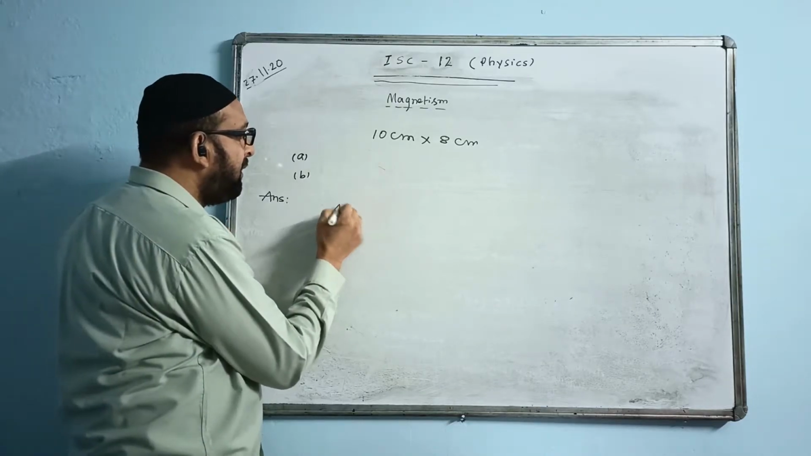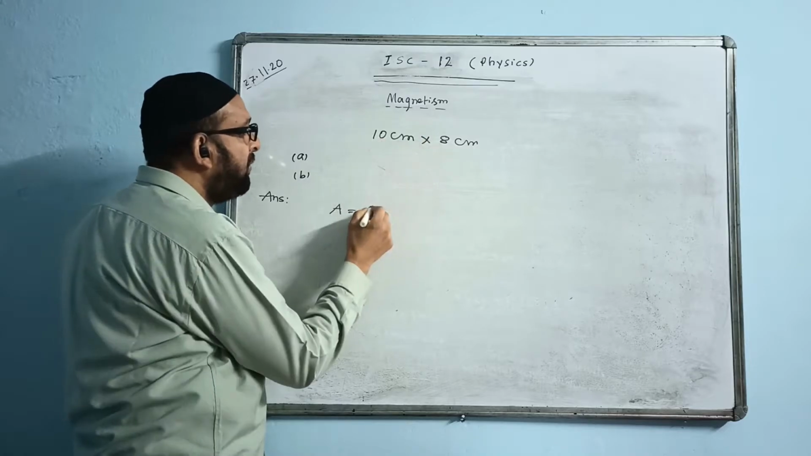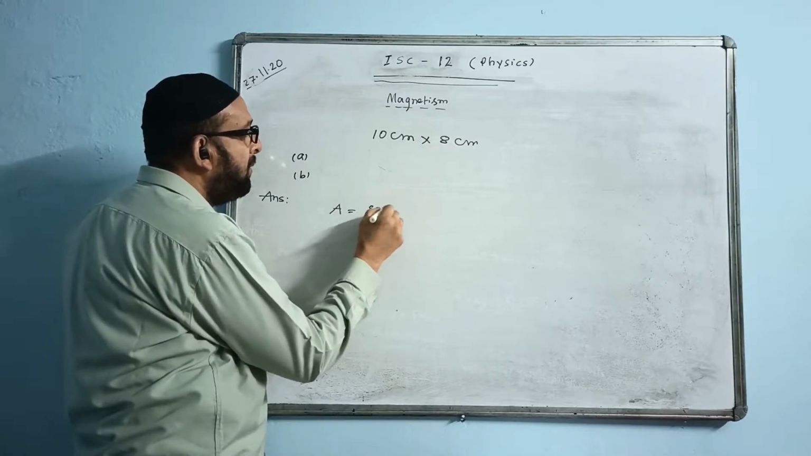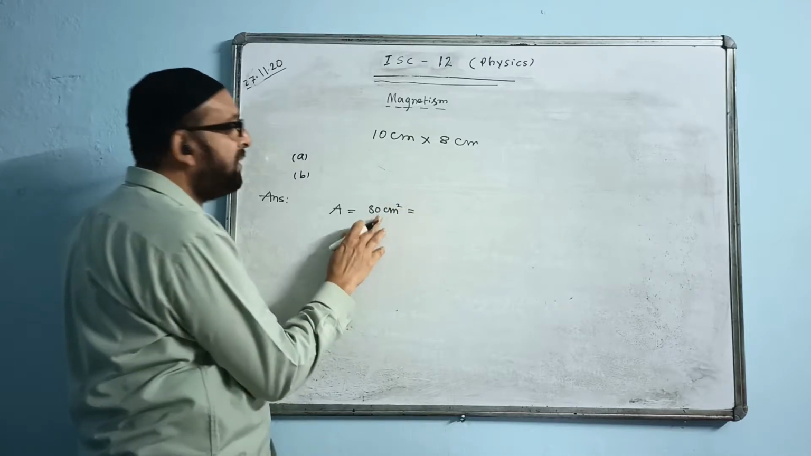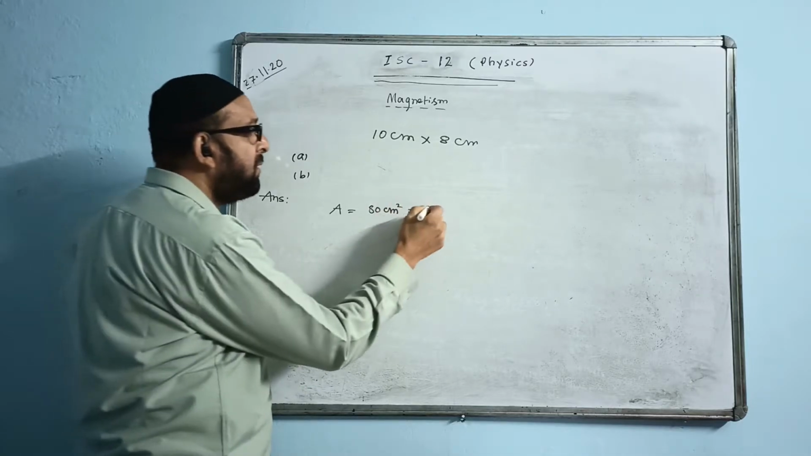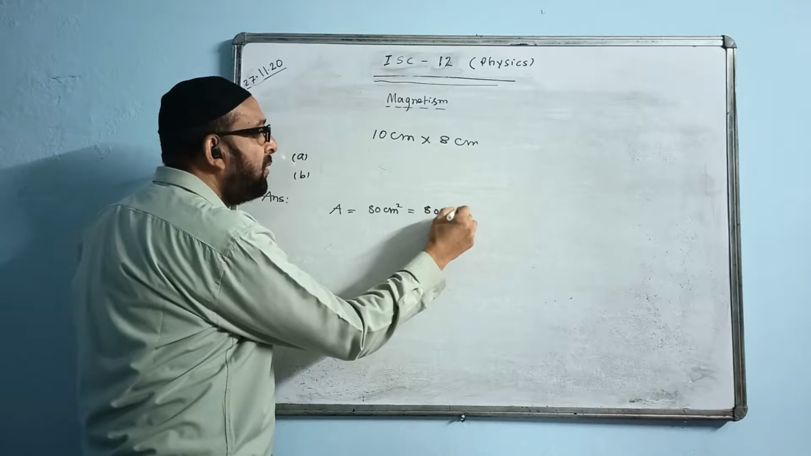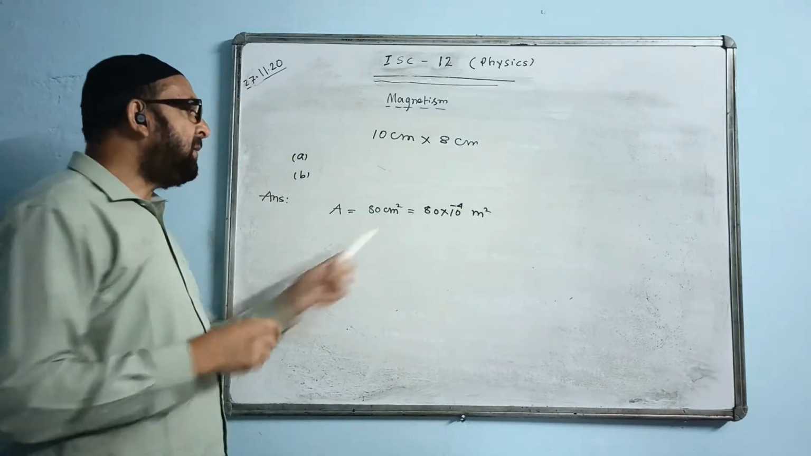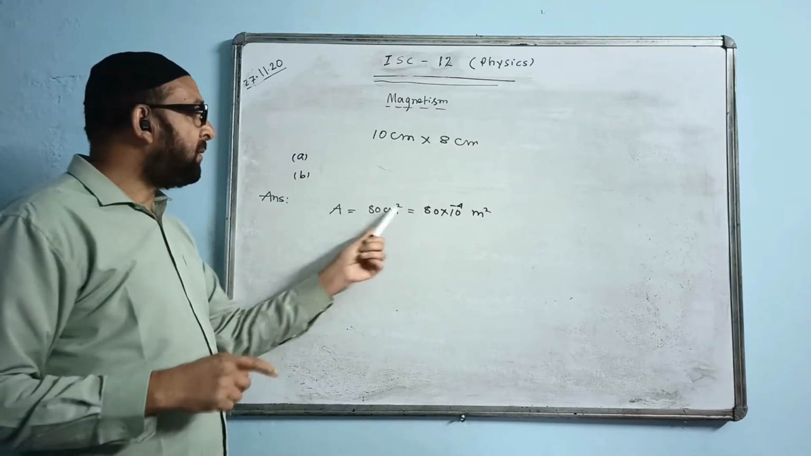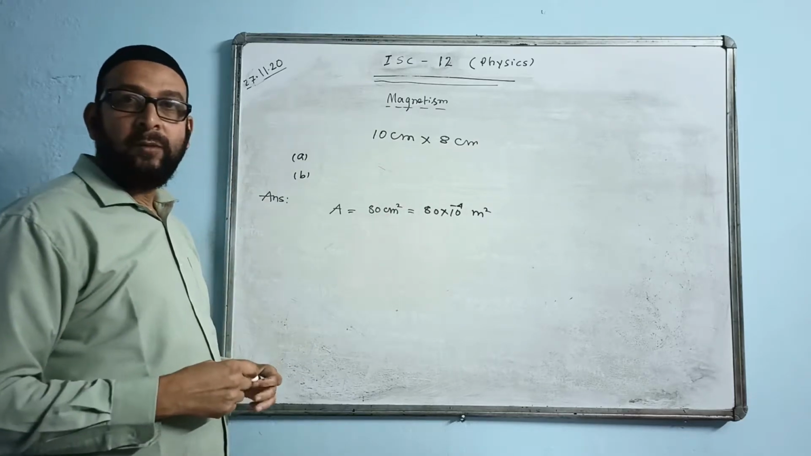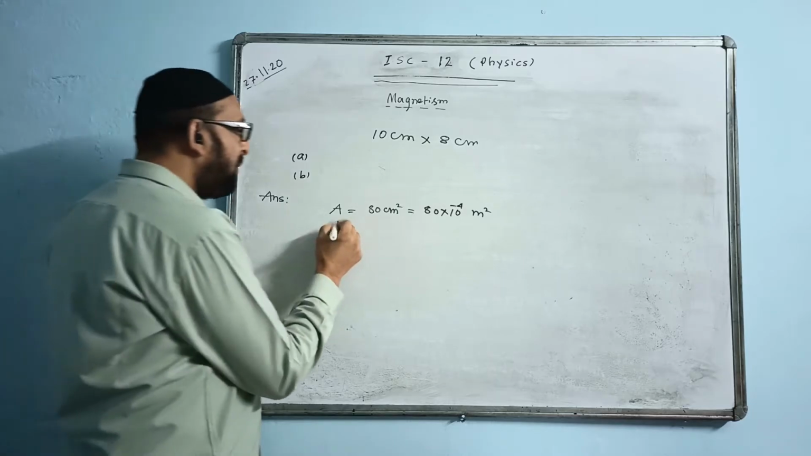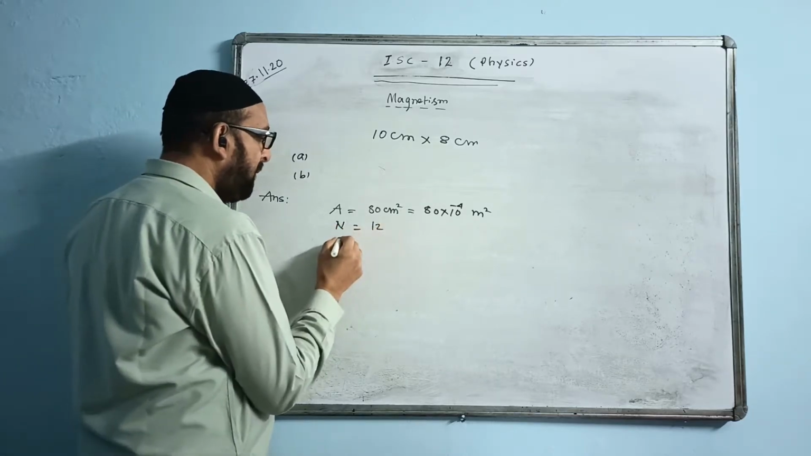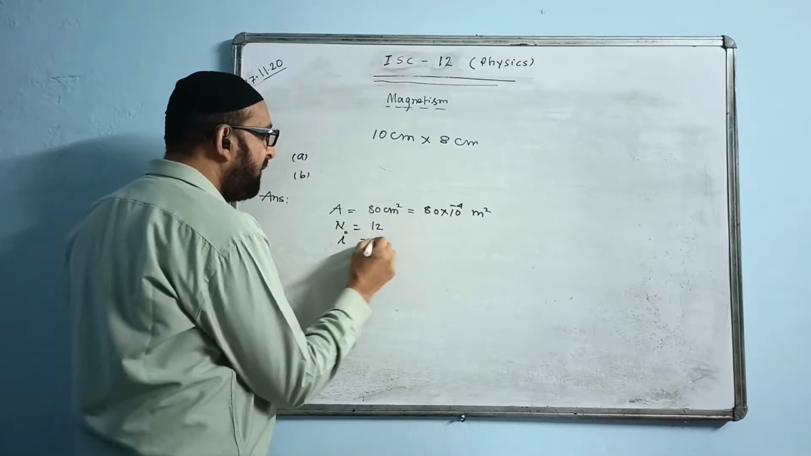Let us first find the area of the coil. 10 into 8 will be 80 centimeter square. We'll change it to meter square. How do we change? 80 into 10 to the minus 4 meter square. Centimeter to meter is 10 to the minus 2, but there is a square, so 10 to the minus 4. So area we got. Number of turns given is 12. Current value I is given 2 ampere.